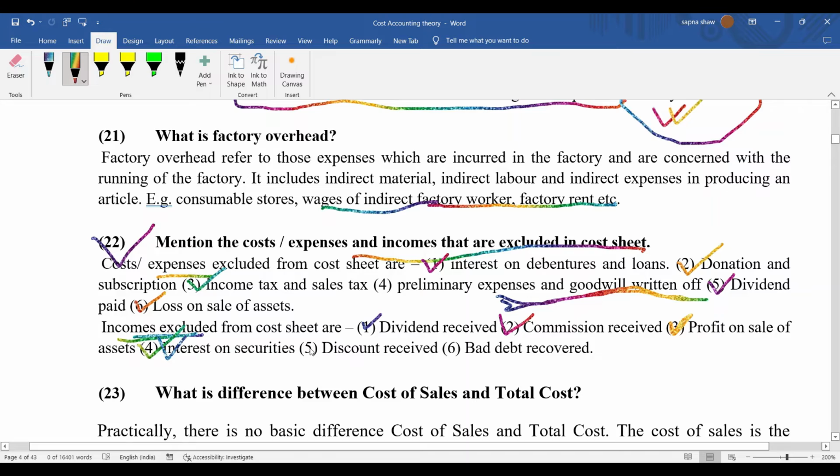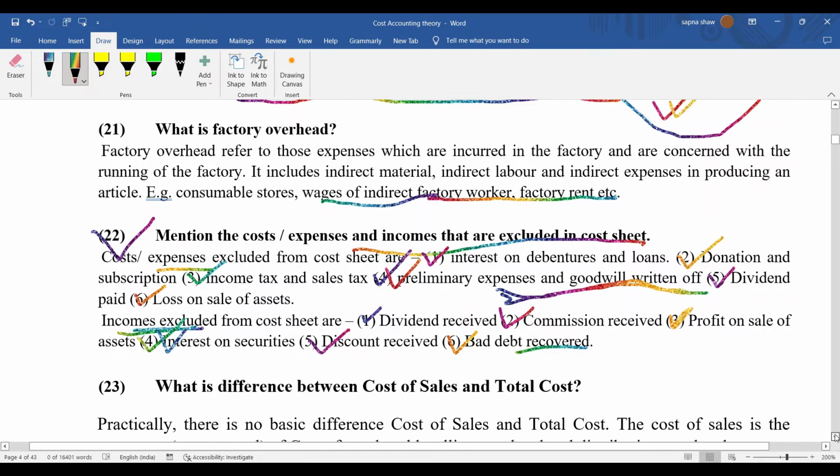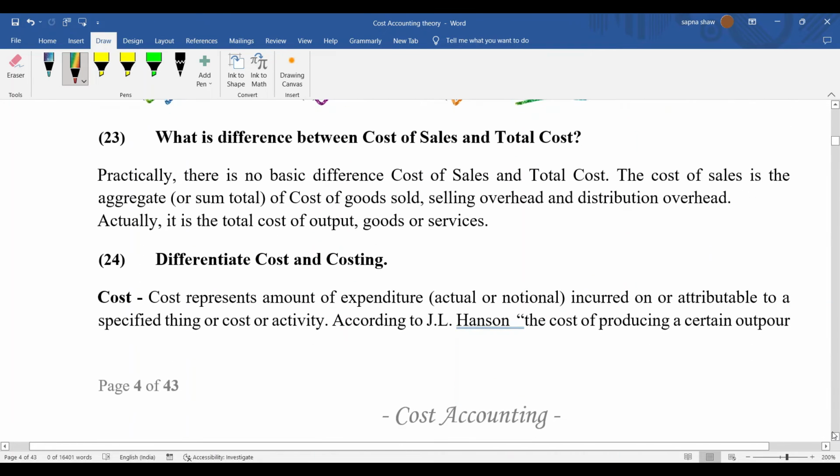The same with discount received, or bad debt which was earlier written off and is now recovered, we will not include all these things in the cost sheet. You need to remember, you may get a question like: mention any 4 expenses or costs which are excluded from the cost sheet. So you will have to mention at least 4. In this way you may get the question. The next one is very important, very important.